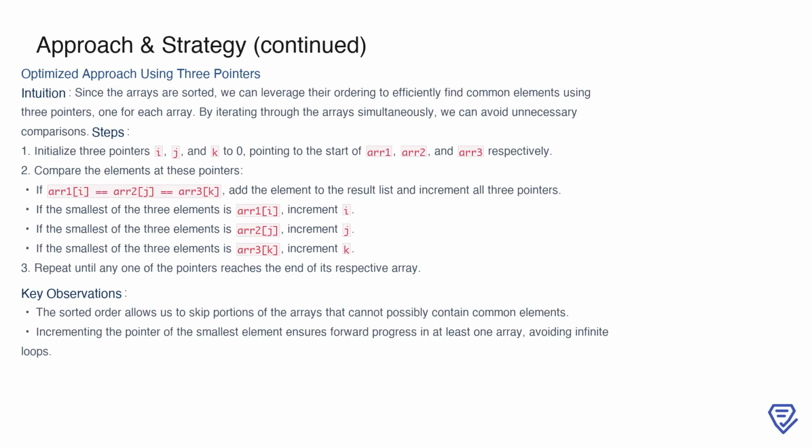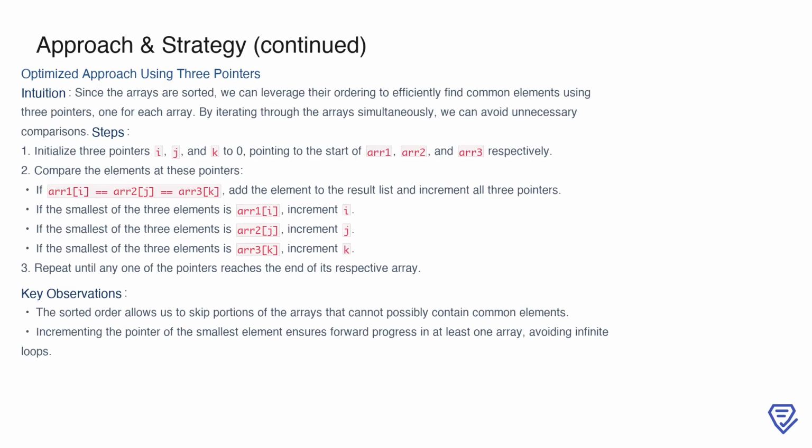To address the inefficiency of the brute force method, we can use an optimized approach that leverages the fact that the arrays are sorted. By using 3 pointers, one for each array, we can traverse the arrays in tandem and efficiently find the common elements. Here's how it works. We initialize the pointers to the start of each array and compare the elements they point to. If the elements are equal, they represent a common element, so we add it to the result and increment all 3 pointers. If the elements differ, we only increment the pointer pointing to the smallest element. This ensures that we skip over portions of the arrays that cannot possibly contain common elements.